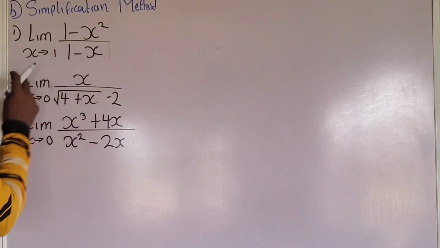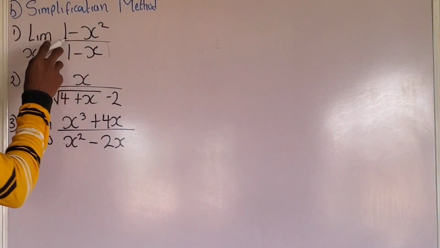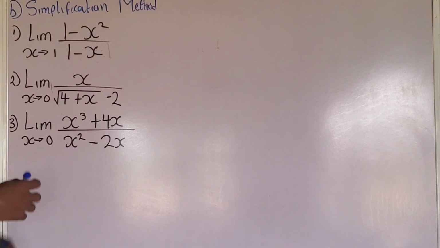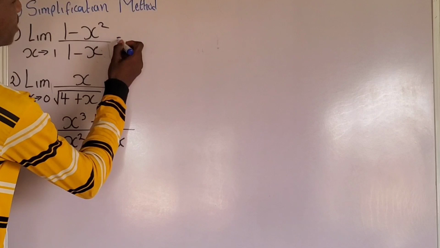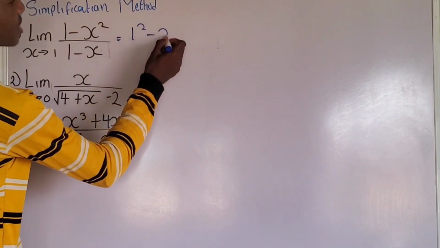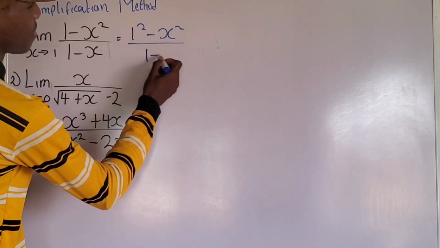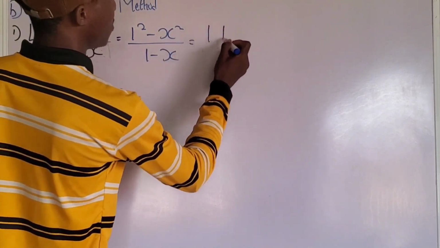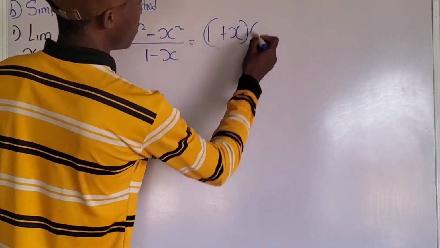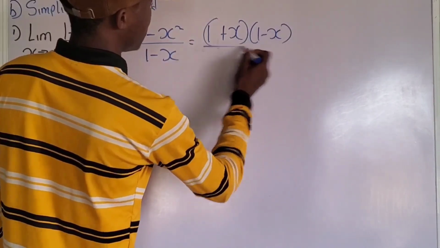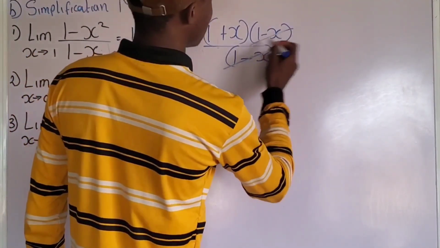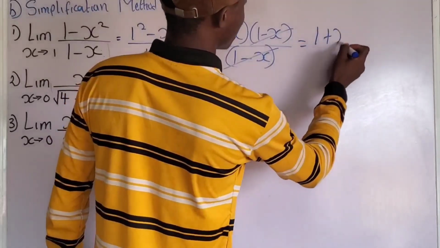For the first question, you can see that you can make use of the difference of two squares for the numerator. The numerator of this function can be written as 1 squared minus x squared all over 1 minus x. So using difference of two squares, you're going to have 1 plus x multiplied by 1 minus x, all over 1 minus x. So this will cancel this, and we are left with 1 plus x.